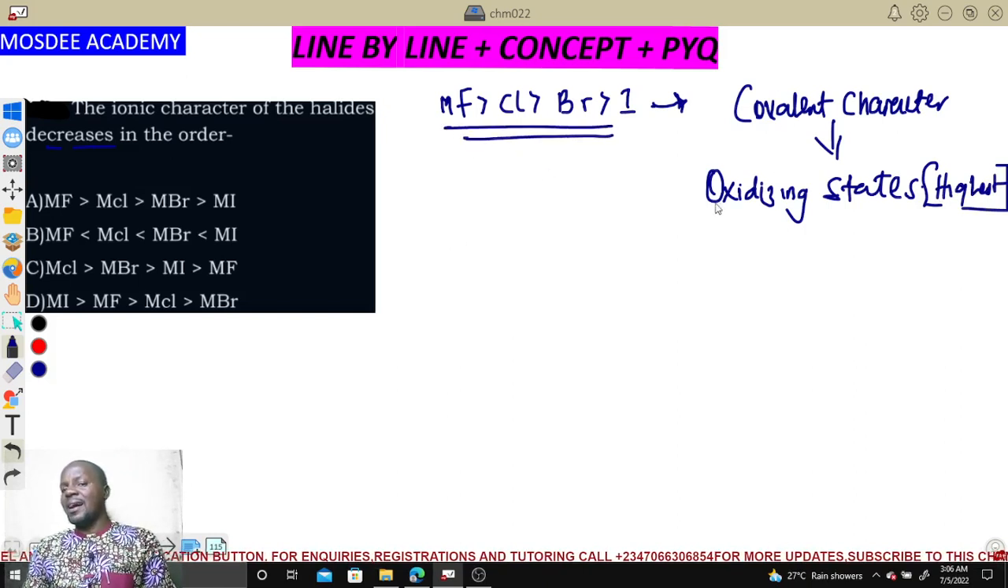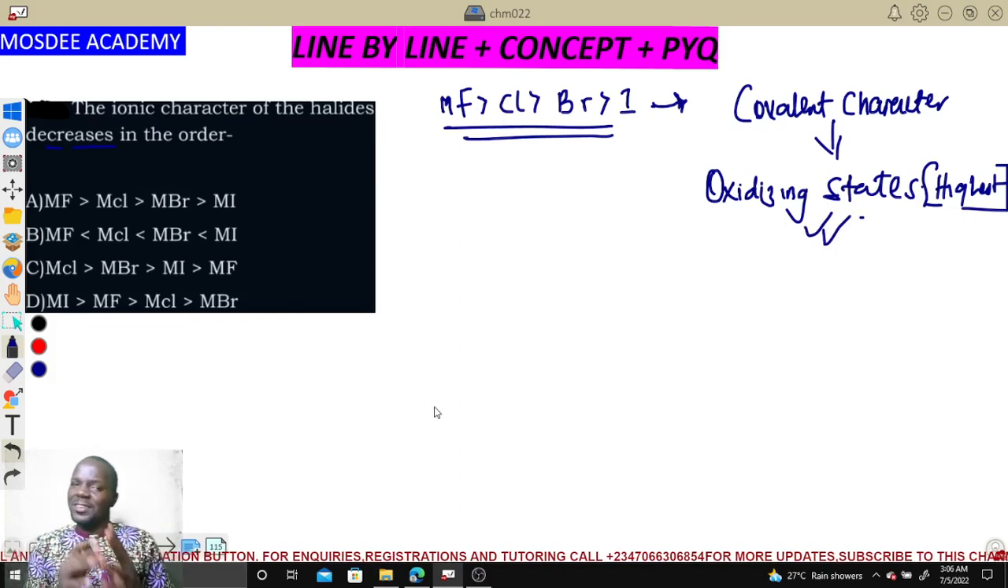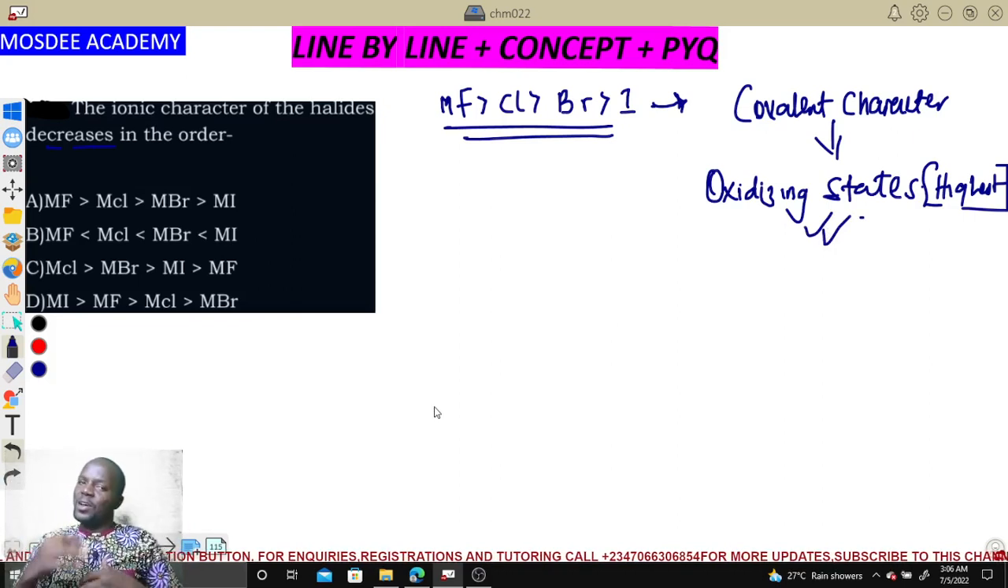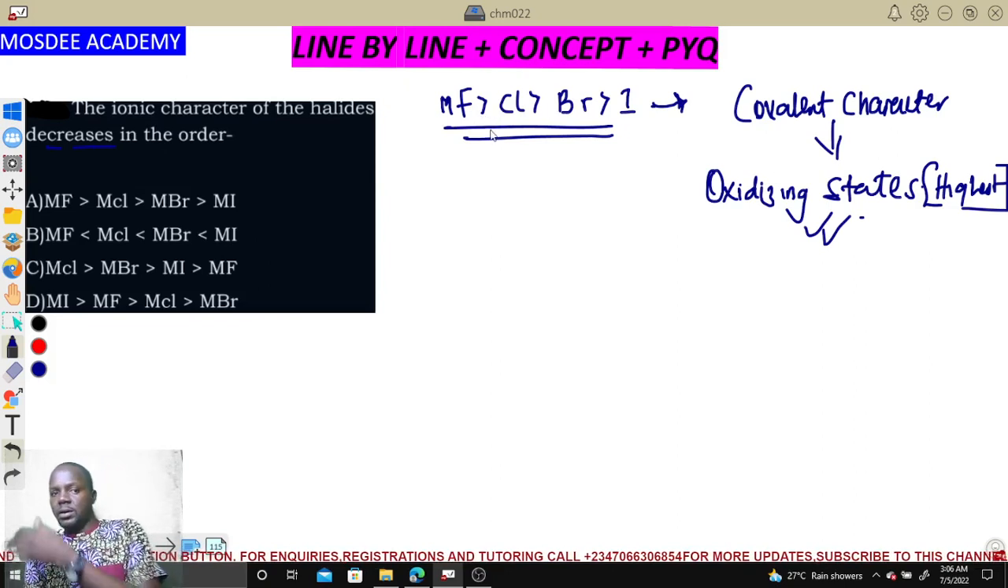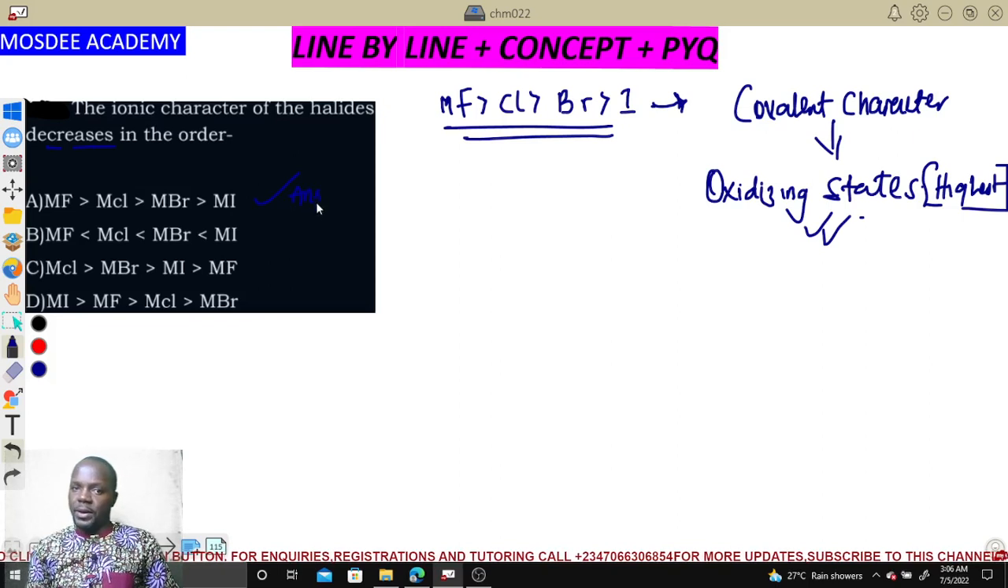But for covalent character, we use what? Oxidation state, OS. Calculate the oxidation state and you are going to know the one that has the highest covalent character. I hope I am communicating. So in this class, we are talking about the decreasing order. Fluorine is greater than chlorine is greater than. I hope you understand. So you follow the same trend you have been picking since morning.